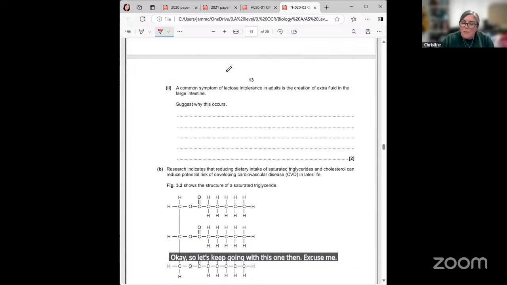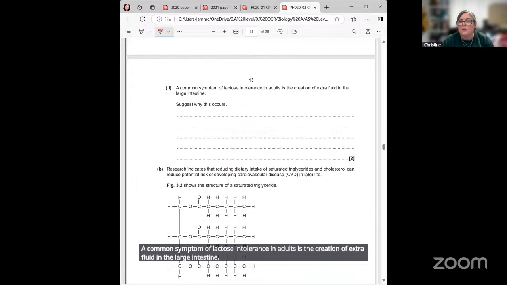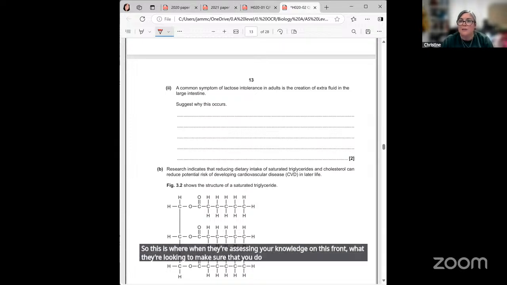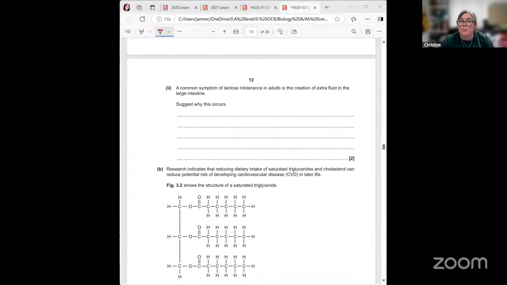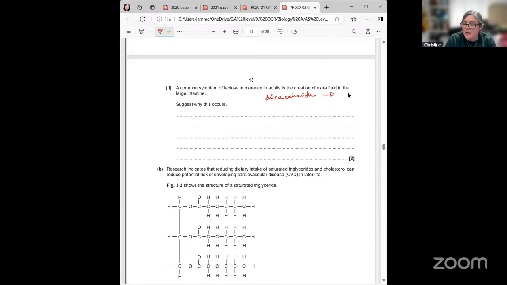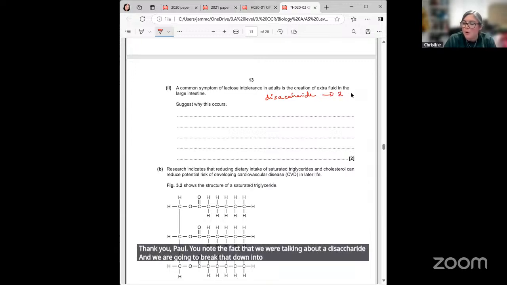A common symptom of lactose intolerance in adults is the creation of extra fluid in the large intestine. So when they're assessing your knowledge on this front, they're looking to make sure that you note the fact that we were talking about a disaccharide, and we are going to break that down into two of the sugars. So what are we actually doing?